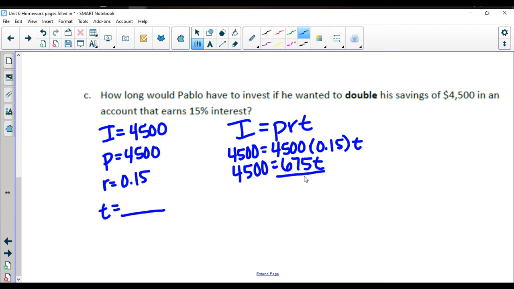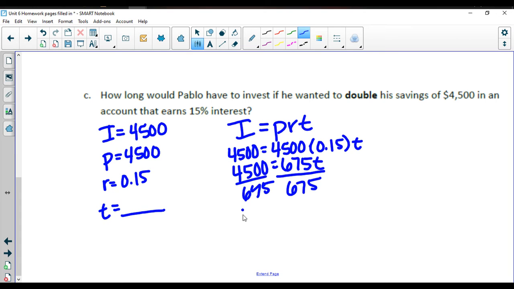675 t. Yes, I just dropped my calculator. I'm going to divide by 675, and I'm going to grab my calculator here. So my calculations are a little bit slow. So 4,500 divided by 675, I'm going to get 6.6 repeating.